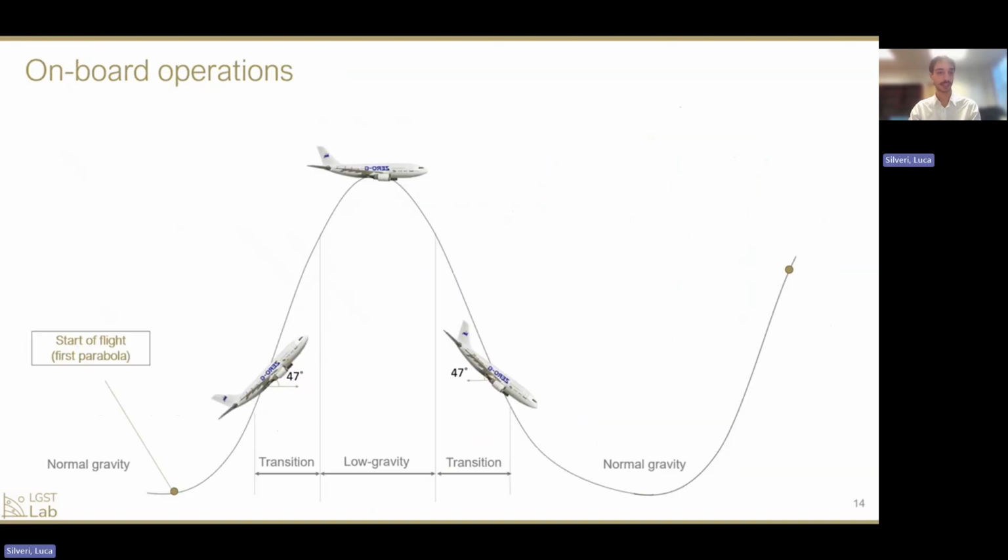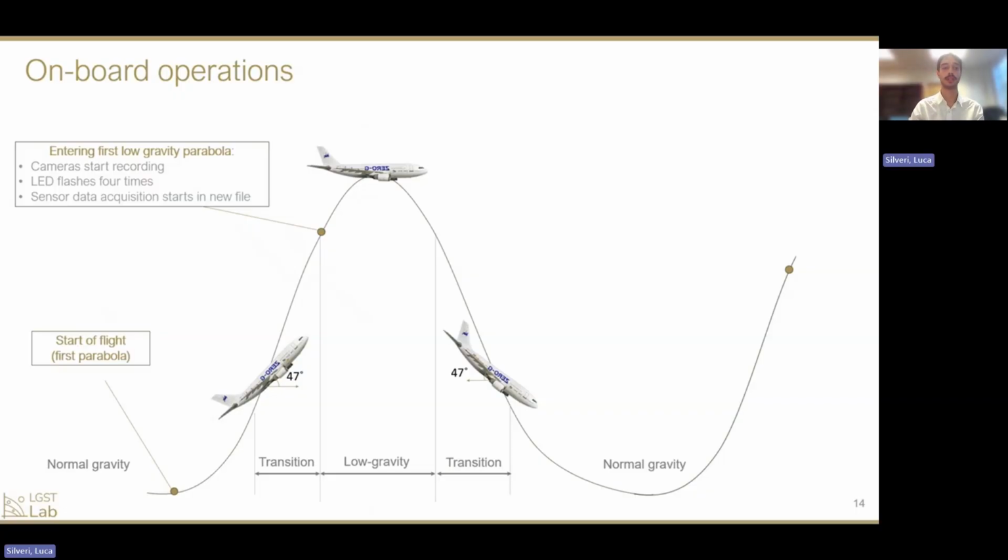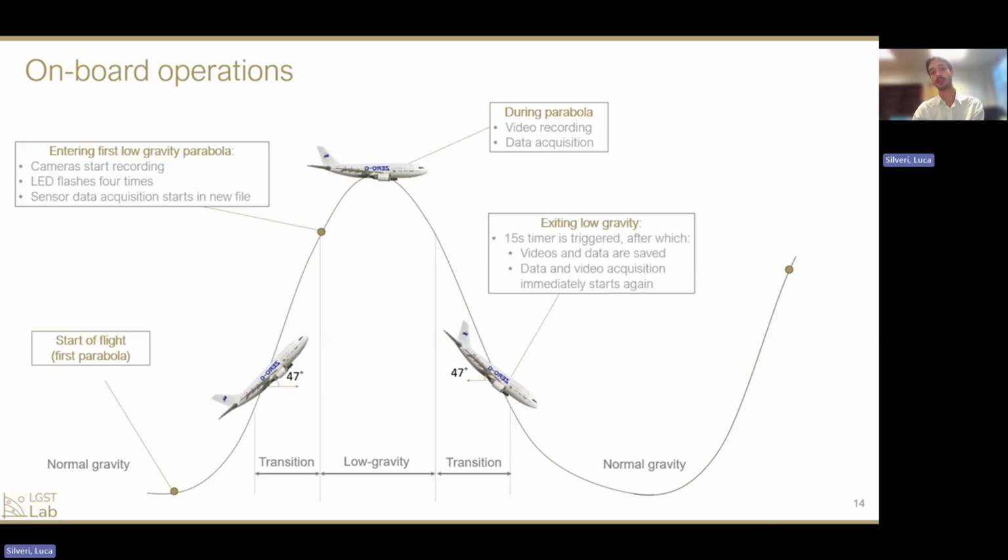So let's see the onboard operations. At the start of the flight, the payload is active. When we enter the first parabola, cameras start recording, an LED flashes 4 times for synchronization, and sensor data acquisition starts. During the parabola, we keep recording, and when we exit the low gravity parabola, a 15 seconds timer is triggered, after which videos and data are saved, and data and video acquisition immediately starts again.